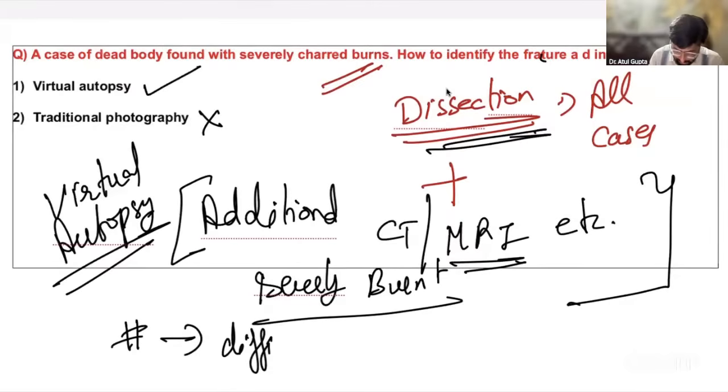So virtual autopsy should be the answer, but I don't know if there is any other question or what the other choices are. If you can tell me, from these two choices the answer is definitely virtual autopsy. If you remember any other choice, you can tell me. Okay.